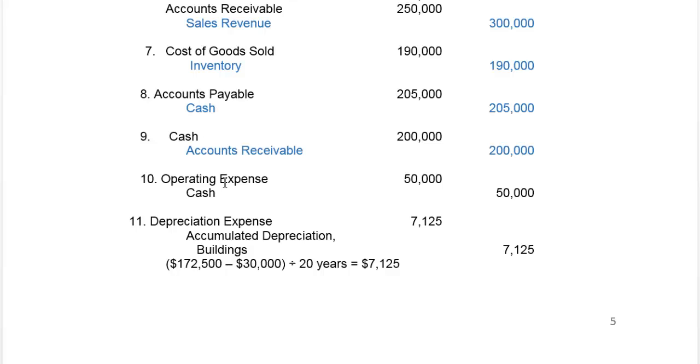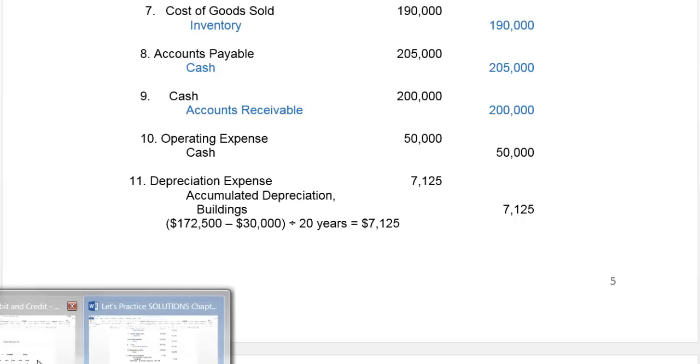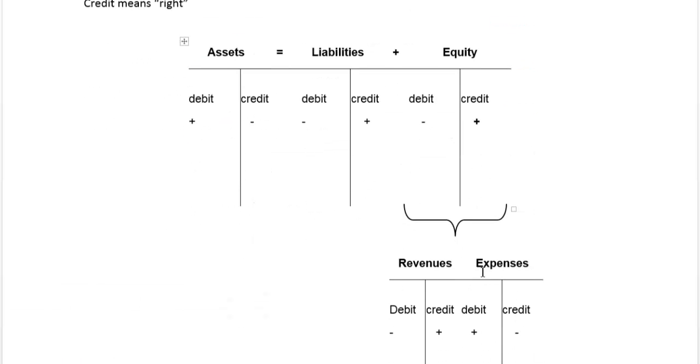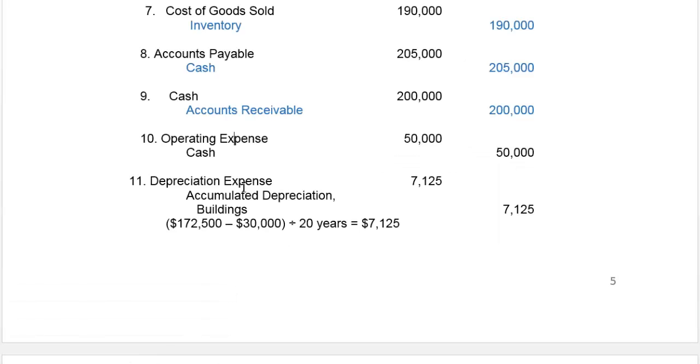We completed that. But now in transaction 10, they told us for AJ Smith that the company had paid operating expenses in cash. So what does that mean? That means your cost of doing business went up, so an expense goes up. And of course, we know that when an expense goes up, so if we looked here, we saw our expenses are going up. They go up on the left, and left means debit. So therefore, we're going to debit our expenses for $50,000 and credit cash because we're paying in cash.